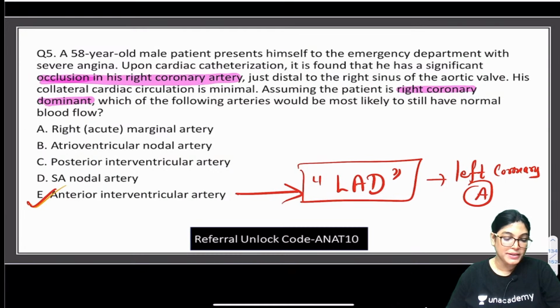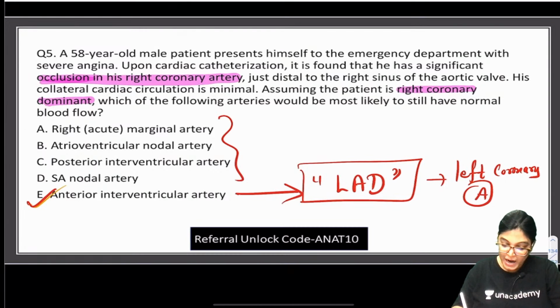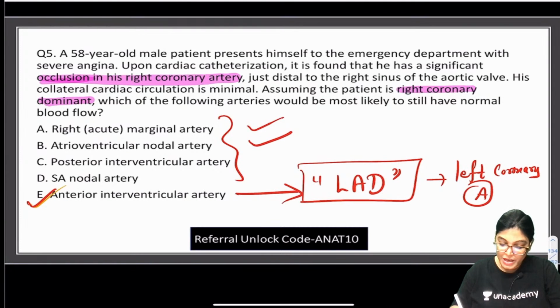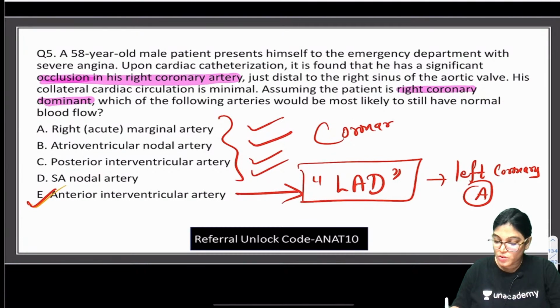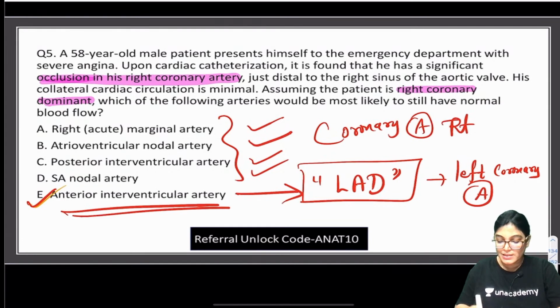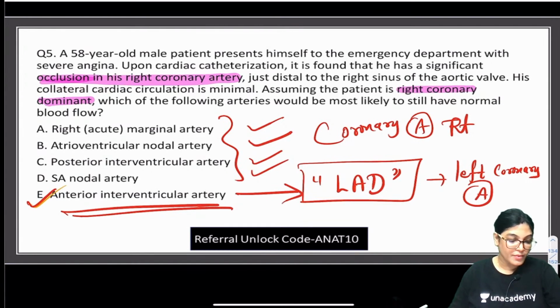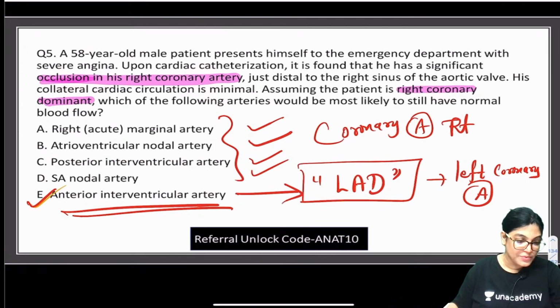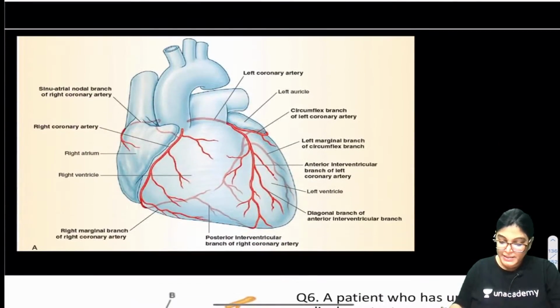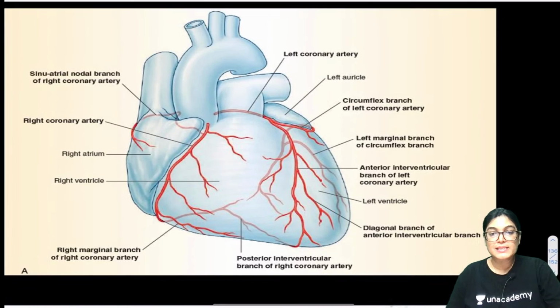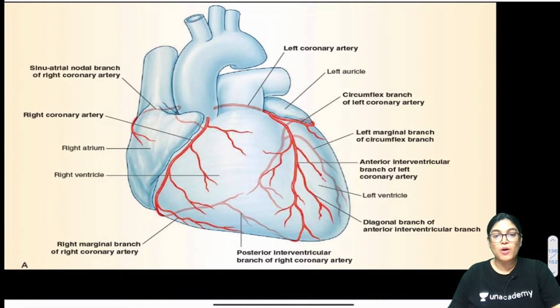That is a good point. All other branches, that is the marginal artery, atrioventricular artery, posterior interventricular artery, SA node artery, are the branches of which coronary artery? The right one. So that is not the right answer. We have got E as the right answer. Absolutely right, everyone. My dear friends, those who want to revise, just see this diagram of the important branches of the coronary artery.